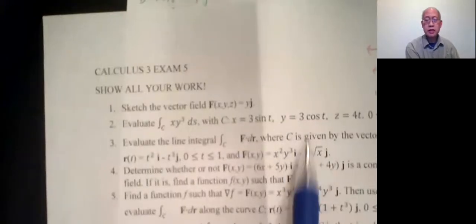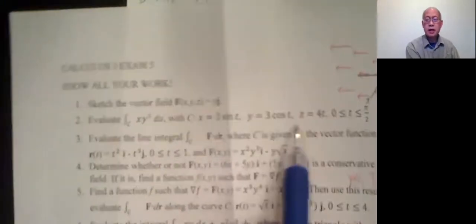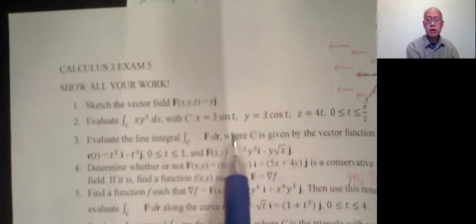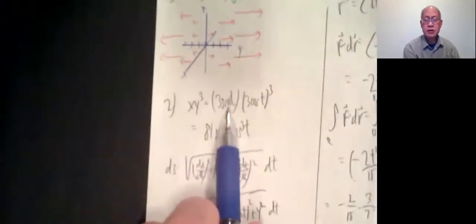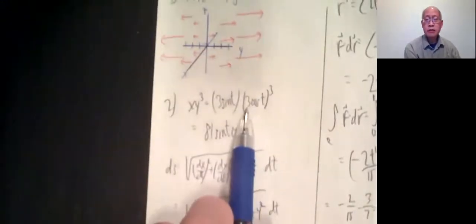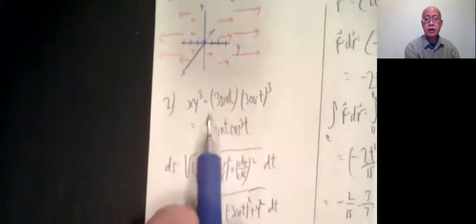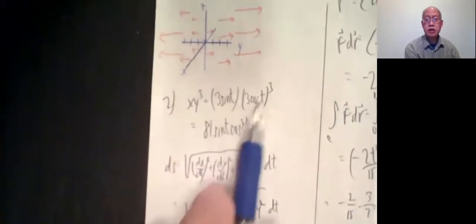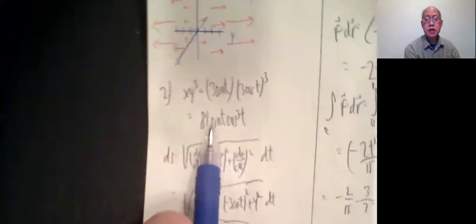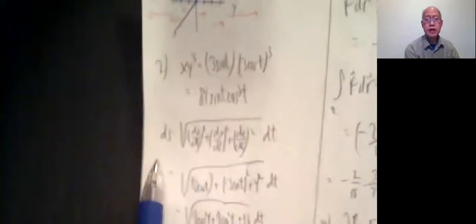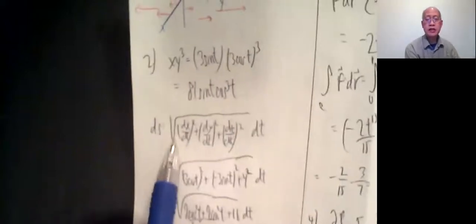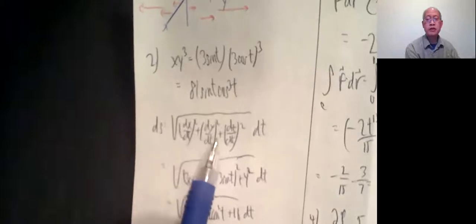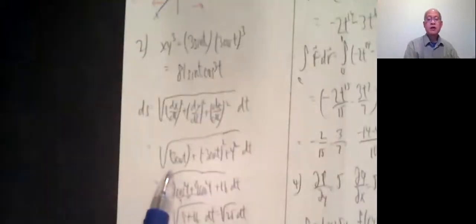Y cubed is this thing cubed, and t is going from 0 to pi over 2, and I need to find ds. So first, xy cubed: here's x, 3 sine t, and y cubed is (3 cosine t) cubed, so that gives me 3 times 3 cubed, which is 3 to the 4th, 81, sine t cosine cubed t. ds is the square root of (dx/dt) squared plus (dy/dt) squared plus (dz/dt) squared.